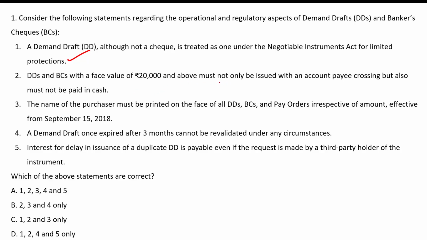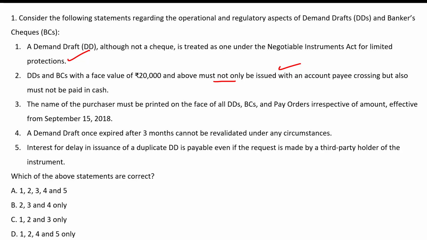Let me re-read: DD and BC with a face value of 20,000 and above must not only be issued with an account payee crossing but also must not be paid in cash. So this statement is actually correct. It is saying that it should be issued with an account payee crossing and it should not be paid in cash. So this statement is also correct.